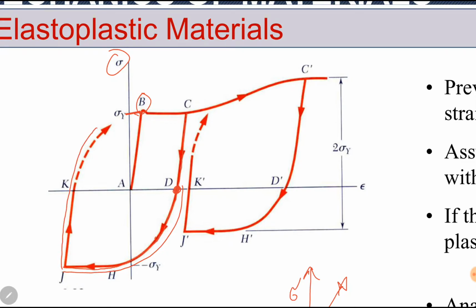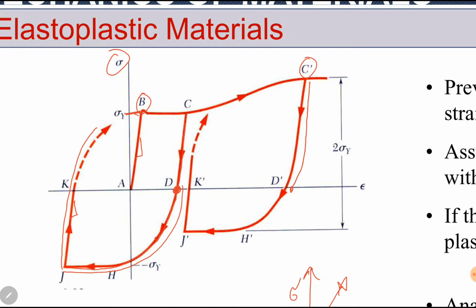The slope of this line and this line are almost the same. Similarly, if we unload this material from another point, which is C dash, it is also in the plastic region. Again, it will recover till point D dash, but there is a positive strain in this material. The strain is not zero.